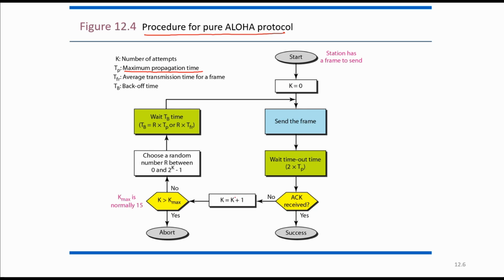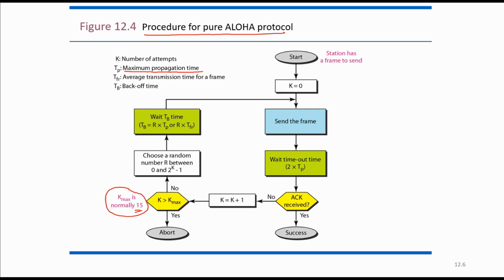So k plus 1 gives the number of attempts. Then it will check the number of attempts. The maximum k is generally considered to be 15, so it will send the same frame at most 15 times. If 15 is met, then it will abort the send. Otherwise, if 15 is not met, then it will randomly select a number.